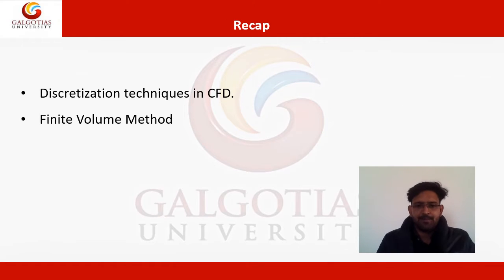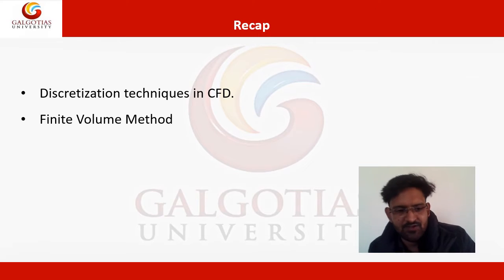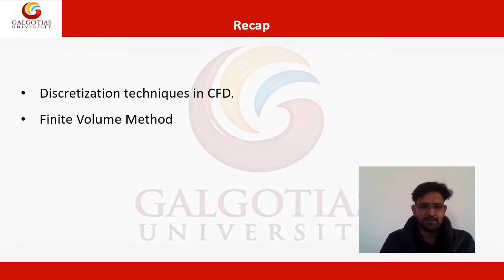If we recap, in the previous lecture I discussed the different discretization techniques, and I told you there are two main methods. One is the mesh method and the other is the mesh free method. In the mesh method there are three important techniques. One is the finite volume, another is the finite difference, and the third one is the finite element. In the previous lecture I discussed the finite volume method, so I am just recapping what it was.